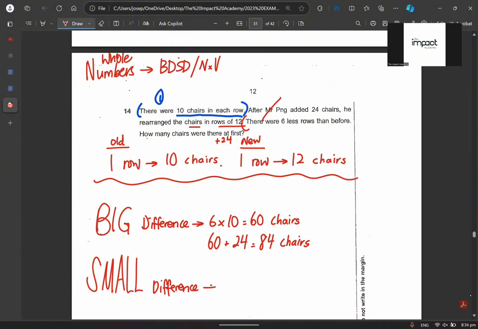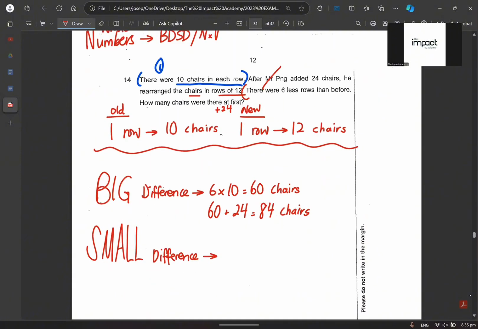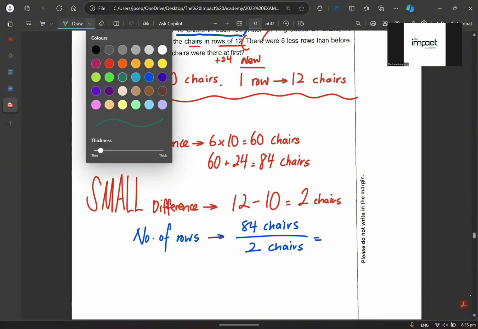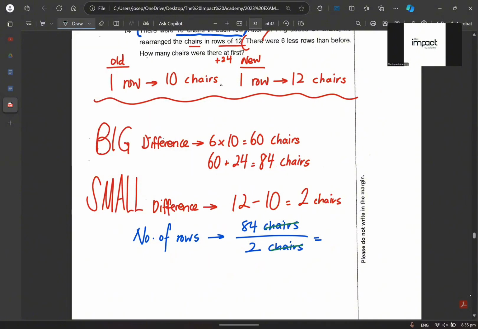My small difference in this situation will be 12 minus 10, which equals 2 chairs. Make sense? Then now I need to find the number of rows. 84 chairs divided by 2 chairs. Make sense? Yep. Chairs and chairs cancel out. And when chairs and chairs cancel out, what do you get? Rows. You get an answer of 42 rows.